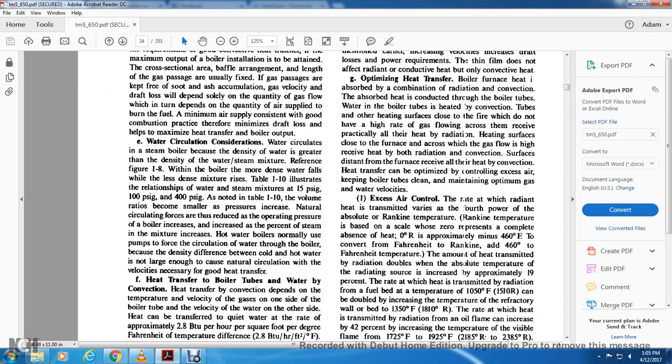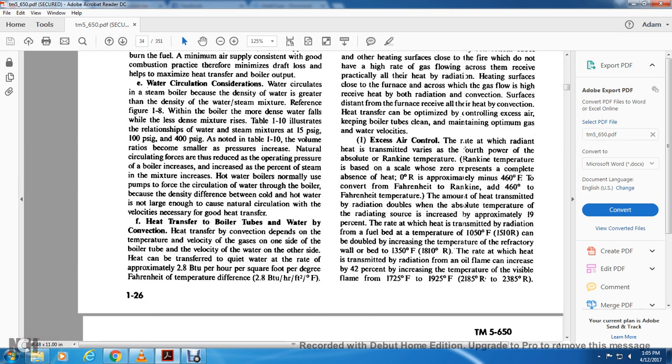Practically all heat comes from radiation heat sources. Heating surfaces close to the furnace, across the gas flow, receive both radiation and convection. Surfaces distant from the furnace receive all their heat by convection. Heat transfer can be optimized by controlling excess air, keeping the boiler clean, and maintaining optimum gas and water velocity.